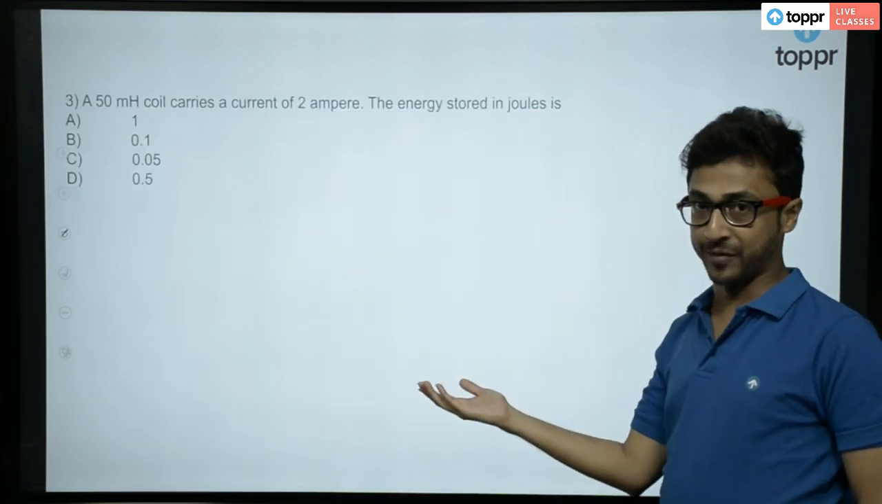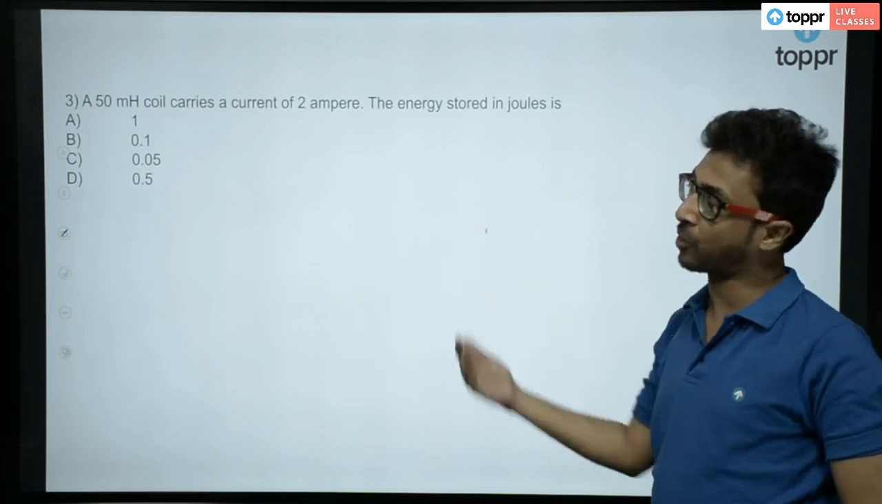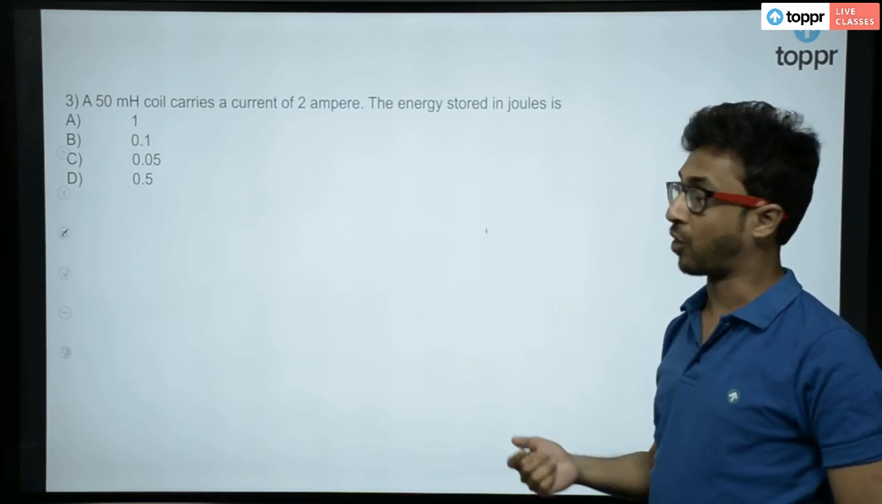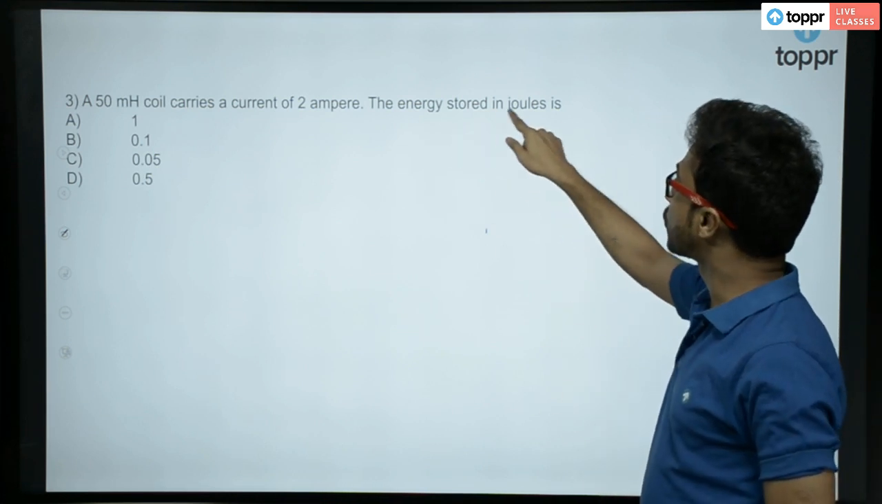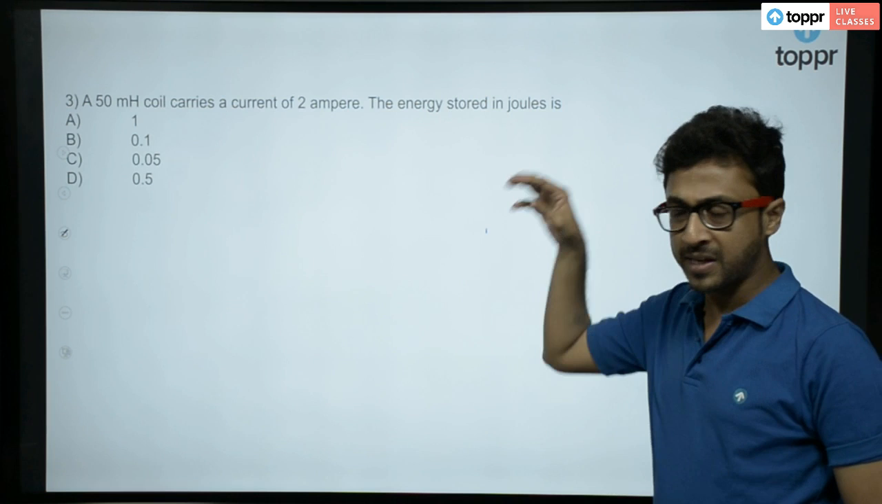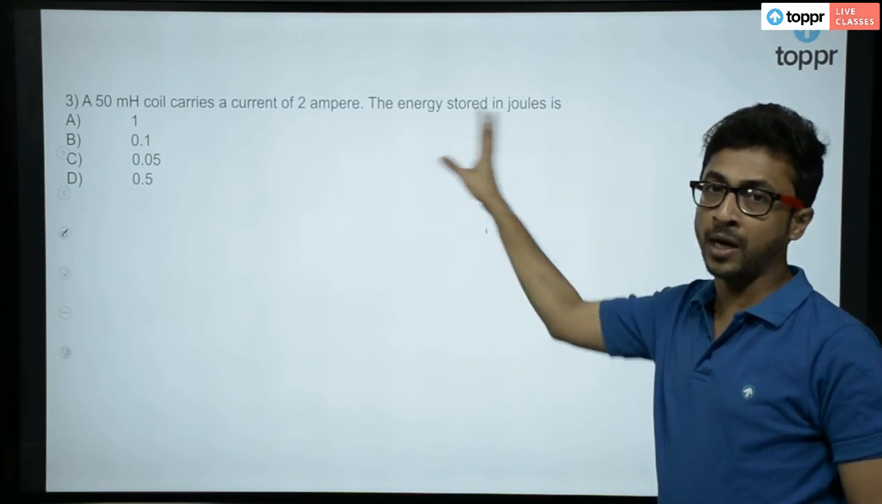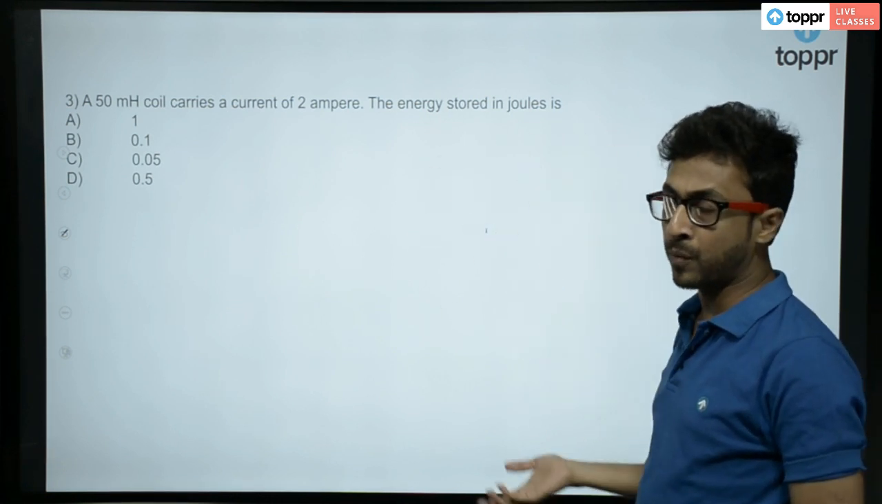A 50 millihenry coil. Now the coil is having 50 millihenry and carries a current of 2 ampere. The energy stored in joules is? These are very simple formula oriented sums. What formula we have to use?